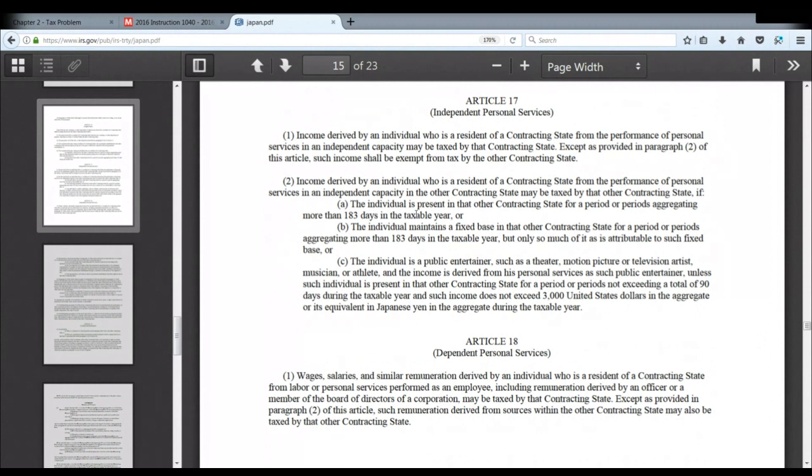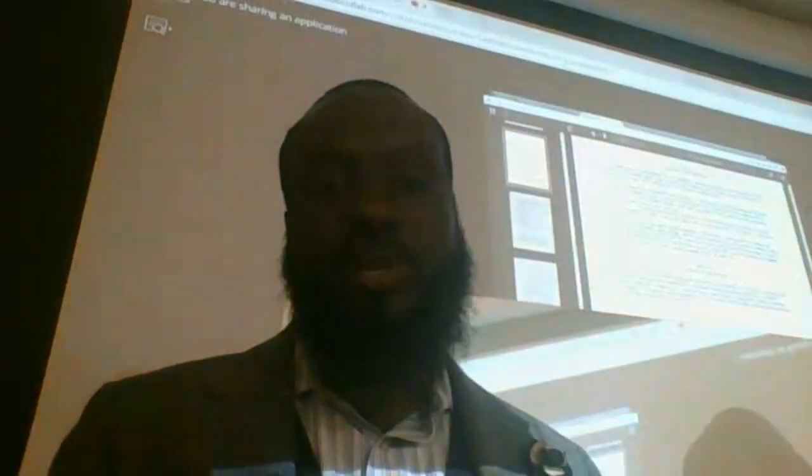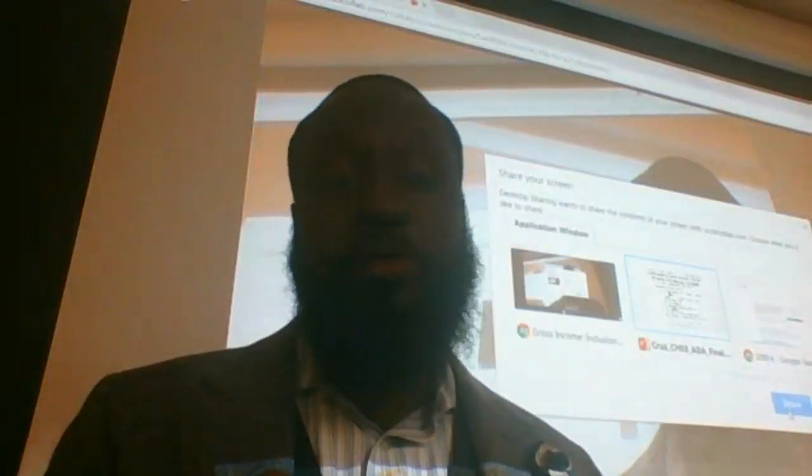And it may not be taxable if it doesn't exceed $3,000 or the equivalent in Japanese yen. So what does this mean? Tax is a lot more difficult than what people really see. It's not just our basic income tax 1040 stuff. We're talking about tax treaties right now. There are so many parts of taxation that you can be a professional of.